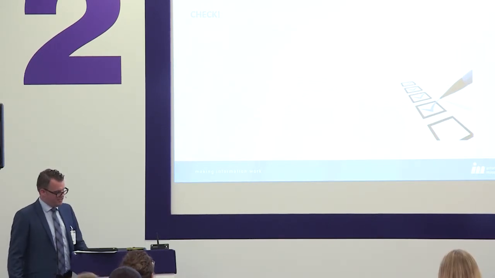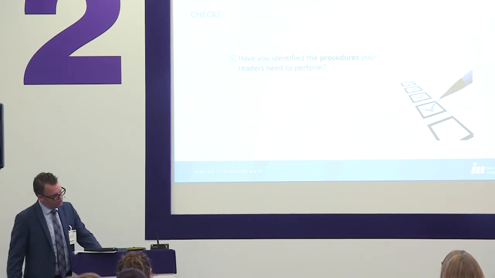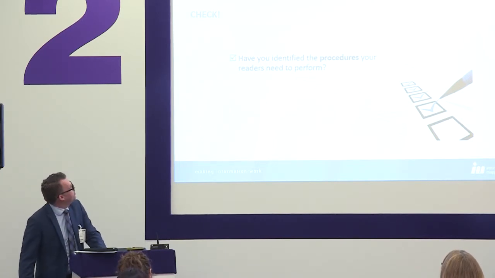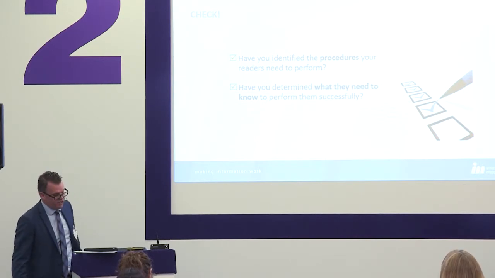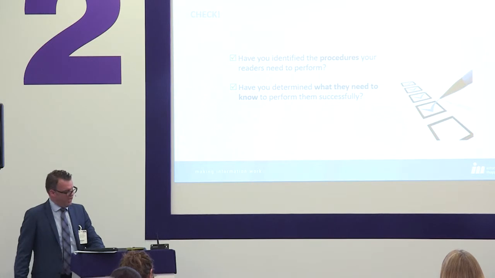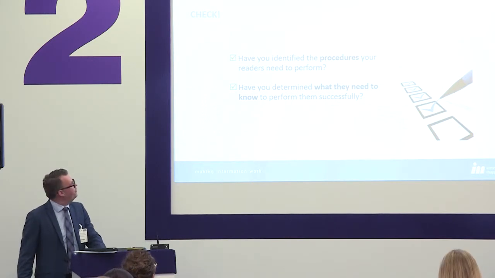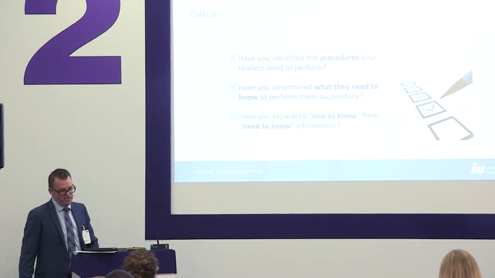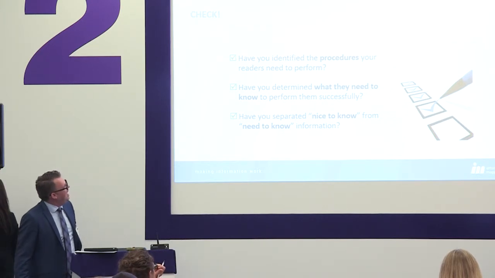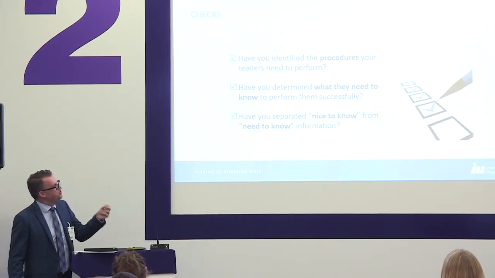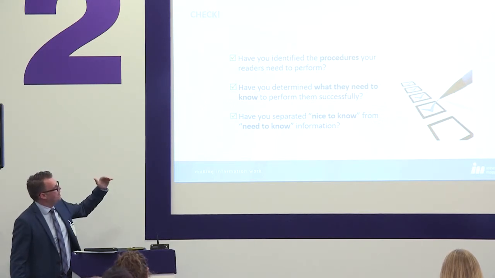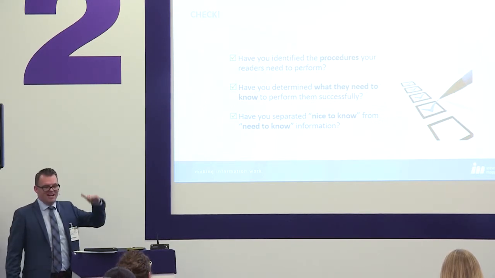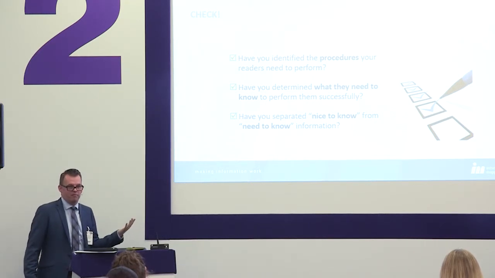Begin by creating a list of topics for your documents, taking into consideration what your audience needs to know about each information type. Ask yourself these questions. Have you identified the procedures your readers need to perform? Have you seen what they need to know to perform that successfully? And the third question, have you separated the nice to know from the need to know information?